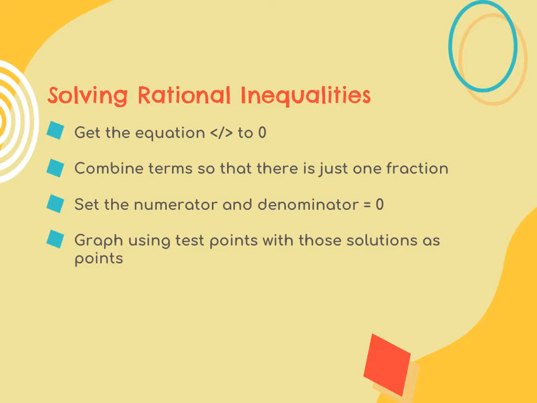Then what we're going to do is find a common denominator. So we're going to combine terms so that there's just one fraction on either the left or the right side. Then after we do that, we are going to set the numerator equal to 0 and the denominator equal to 0. Then we will graph just like we did yesterday by using test points in between our different little sections that we create on our number line.